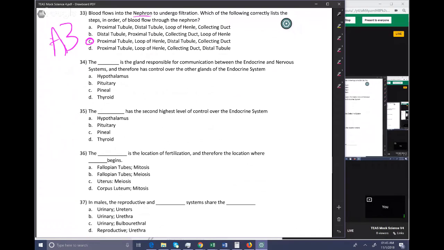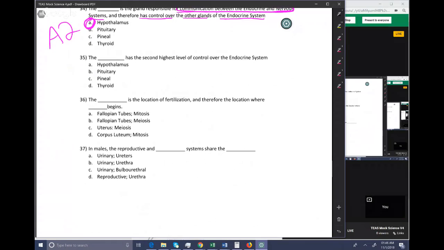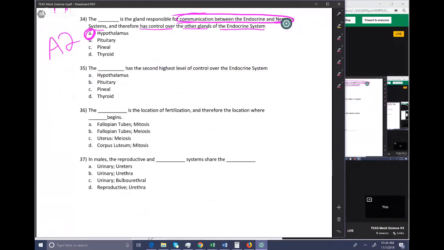Let's see, 34 is what gland is responsible for communication between endocrine and nervous, and then also because of that has control over the other glands in the endocrine. That is hypothalamus. You answered something very similar to this earlier in the test, and it actually said this thing about communication between those systems. So if you remember running into that, that actually answers that next follow-up question for you.